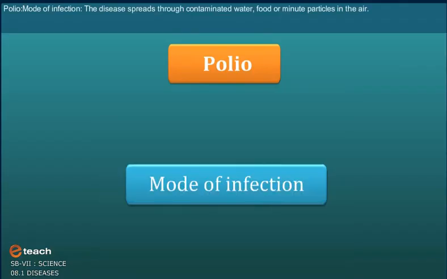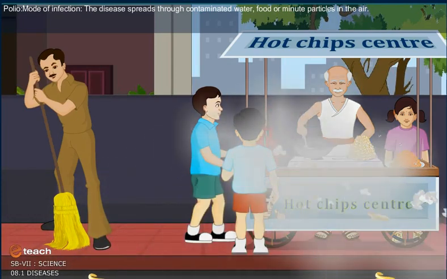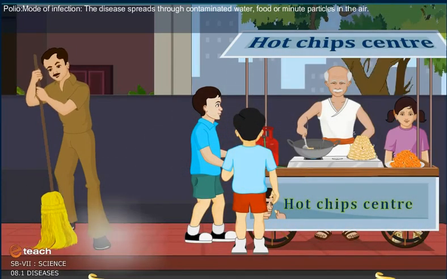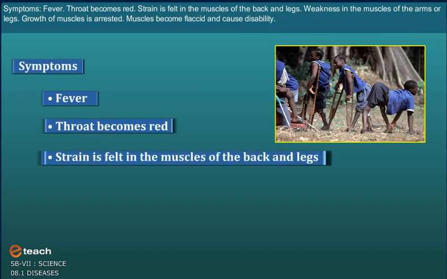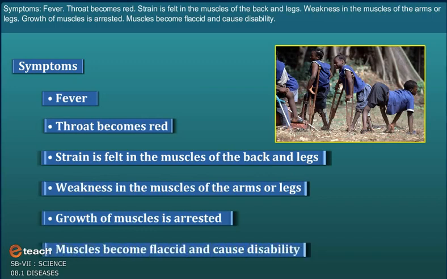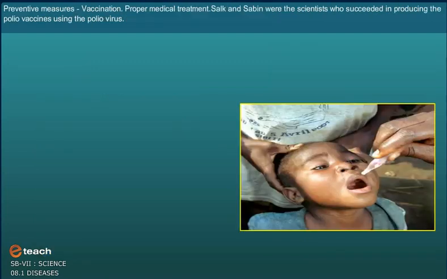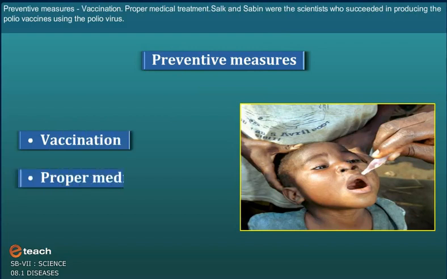Polio. Mode of infection. The disease spreads through contaminated water, food, or minute particles in the air. Symptoms: fever. Throat becomes red. Strain is felt in the muscles of the back and the legs. Weakness in the muscles of the arms or legs. Growth of muscles is arrested. Muscles become flaccid and cause disability. Preventive measures: vaccination, proper medical treatment.